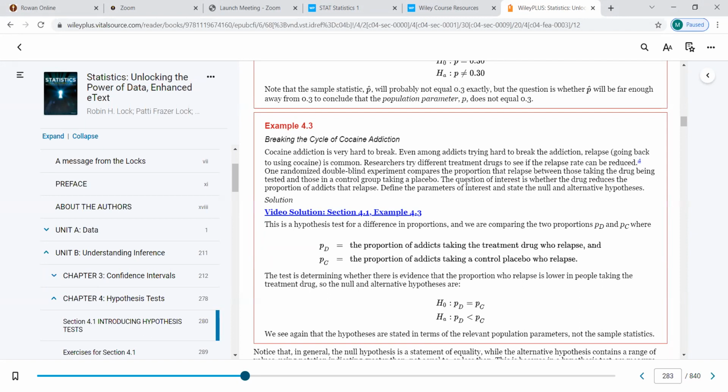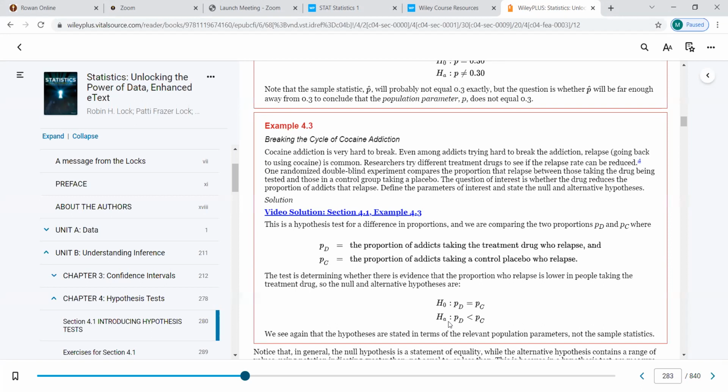All right, so you have your drug group and you have your placebo group. And basically you want to see if the drug does reduce the relapse, right? Going back to cocaine, that's why you want to take the drug, right? Because you want the addict not to go back to the habit of taking cocaine in this case here. So that means that the drug group, according to the researchers, would reduce the proportion who go back to cocaine relapse.